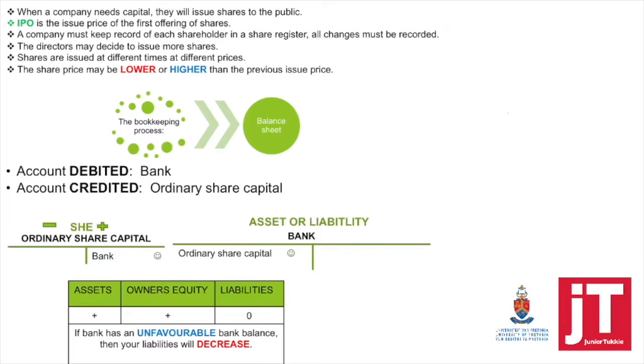So if a company decides to sell shares, that money will be deposited into their bank account, which means that bank will be debited. And if bank is debited and we have a favorable bank balance, our assets will increase. If we have an unfavorable bank balance, it means that our liabilities will decrease. Ordinary share capital is a shareholder's equity account, which means that when we sell shares, that will increase, and that's why our owner's equity on the accounting equation is plus.